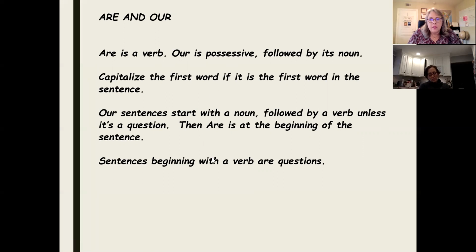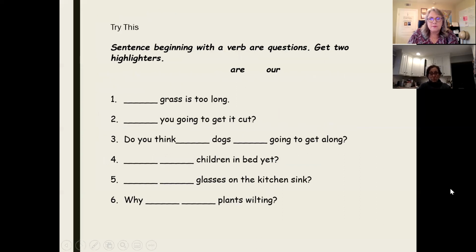And are is often used at the beginning of a sentence with a question mark. I'll show you what that looks like. So we could say, our grass is too long. Are you going to cut it? Are you going to get it cut? Do you think our dogs are going to get along? Are our children in bed yet? They would say, are our children in bed yet?